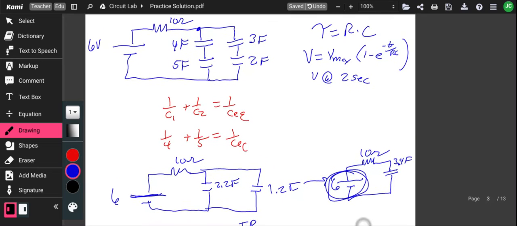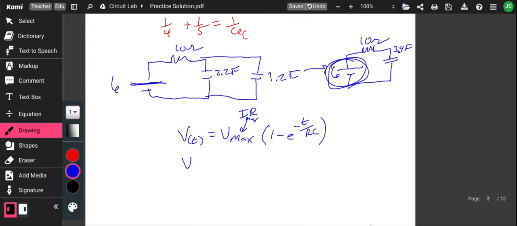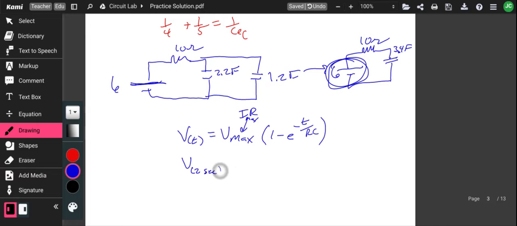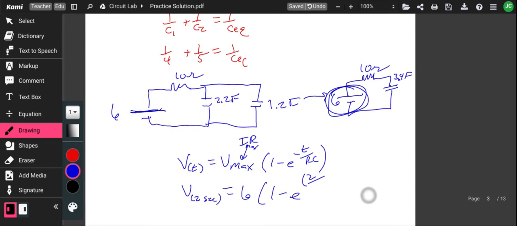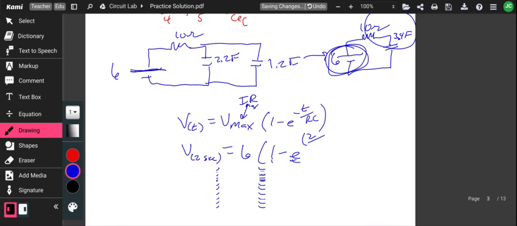So I believe it says up here, what happens at 2 seconds. So we would say basically the voltage at 2 seconds, that's not multiplied, but it's just at 2 seconds. You put seconds there so you understand that we're just looking at that value, is equal to the maximum voltage 6 times 1 minus e to the negative t, which was 2, divided by RC. RC is the multiplication of the resistor and capacitor, which in this case is going to be 34.